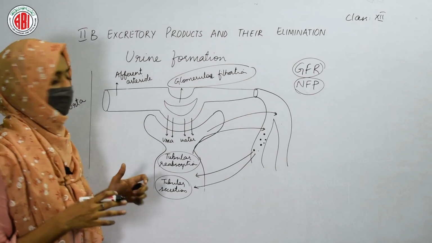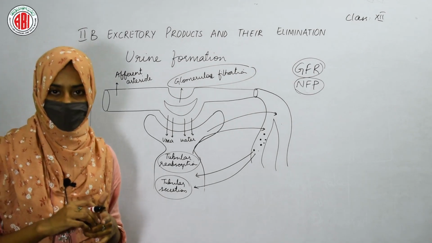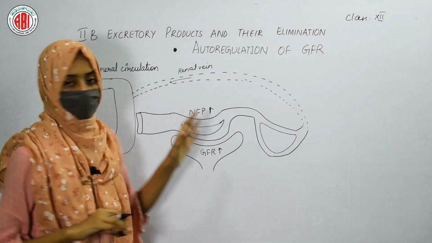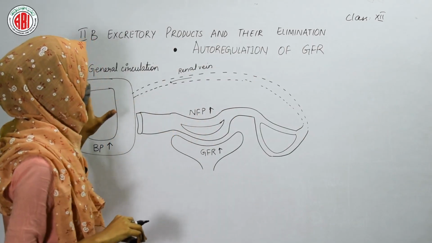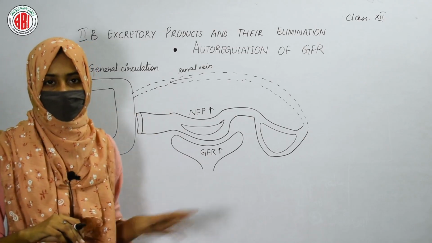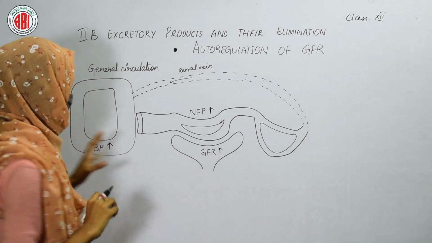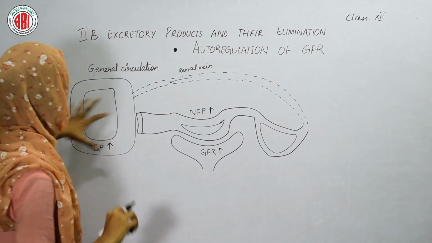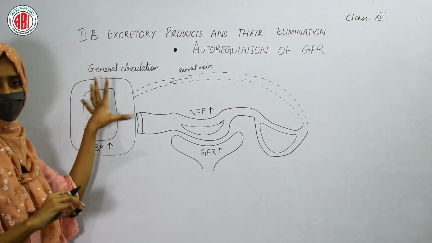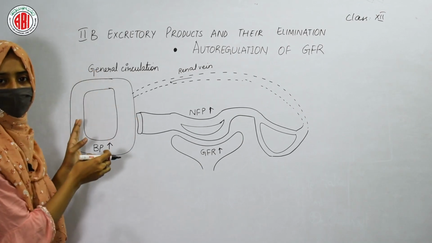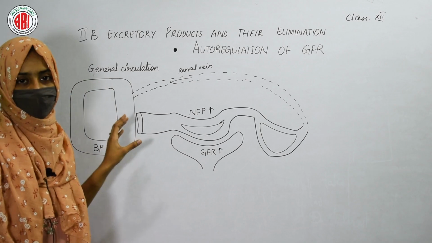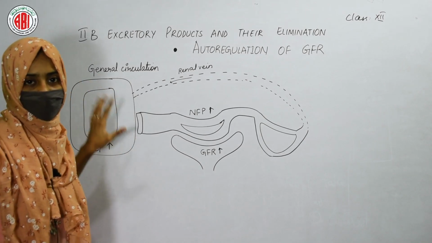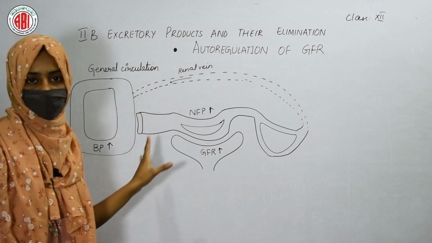So, let us see what the different factors are that affect the auto-regulation of glomerular filtration rate. Let us see how the auto-regulation of GFR occurs in the nephron. When the blood pressure is high normally in the general circulation, this represents the general circulation, the other different organs of our body where the blood is circulated. When these organs show that the blood pressure is high, then what is going to happen in our kidneys?